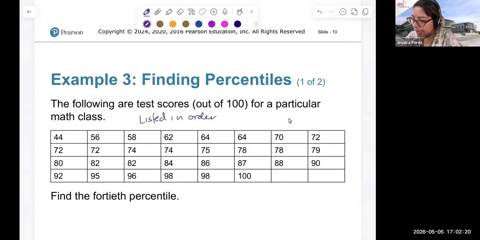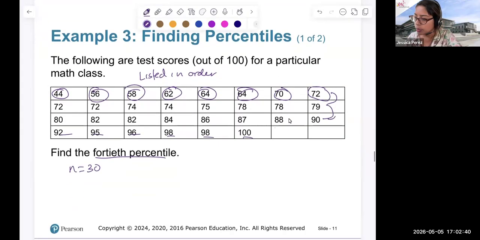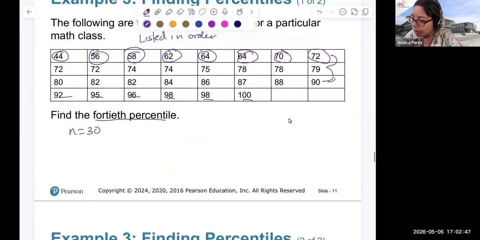And how many items do we have? We have 1, 2, 3, 4, 5, 6, 7, 8 times 3. 8 times 3 is 24, 25, 26, 27, 28, 29, 30. So the total number of data values is 30. We're looking for the 14th percentile. So we're going to say, okay, what's the 14th percentile of 30? Well, 14 out of 100, right?